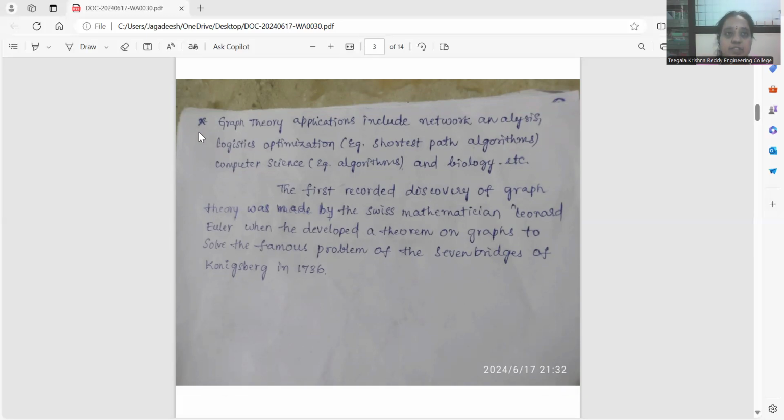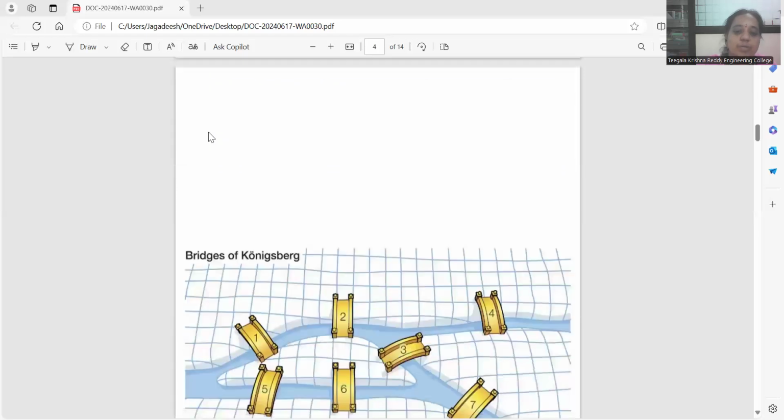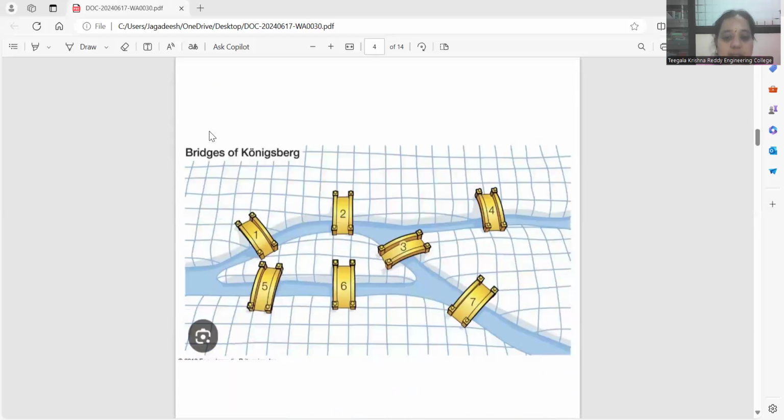And here, first of all, graph theory was discovered by the Swiss mathematician Leonhard Euler, who developed a theorem on graphs, which is famous and known as the 7 bridges of Königsberg problem. So coming to this problem, we have 7 bridges for 4 islands. So the problem is here, we have to cross all the 7 bridges, touching each vertex, without crossing any bridge over. So that is nothing but, if you take the 4 islands as 4 vertices, we have to cover all the edges.